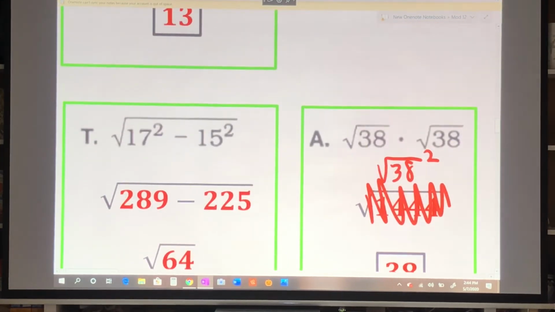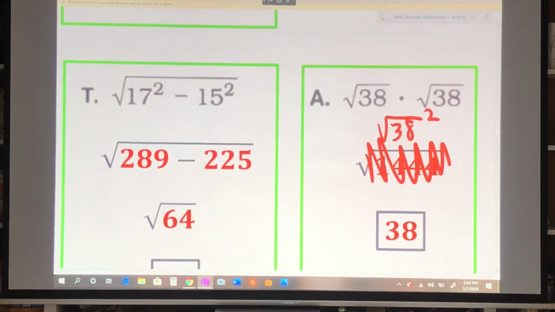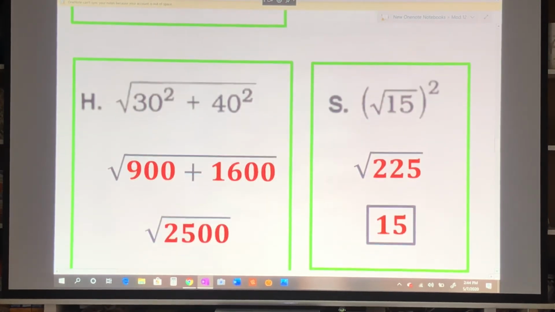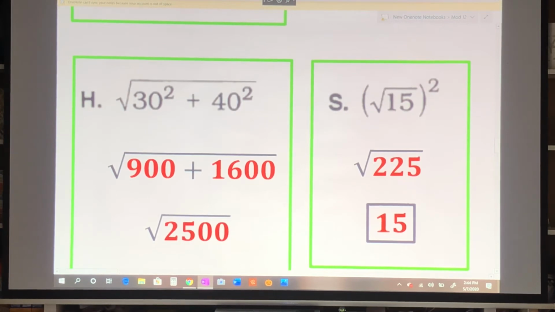Like on this one, if you took the square root of 38, it's 5 point something. Same thing here. You multiply them back together again, you end up with what you started with, 38. So you can save some time by saying, oh look, there's taking the square root of a number, but you're squaring it, you're going to end up with what you started with without the square root symbol.